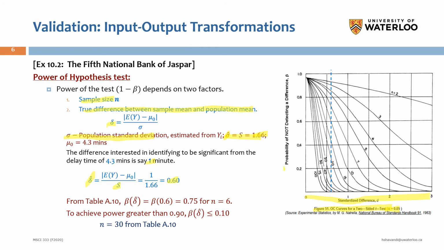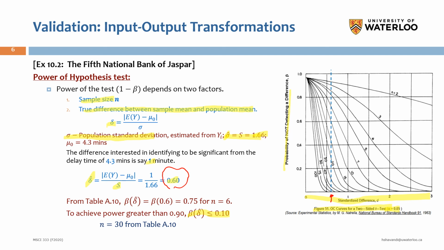And in the vertical axis, we have the probability of not detecting a difference, or beta, I mean the type 2 error. So here, since we want to have 90% as the power of test, 1 minus beta as 90%, then the beta should be less than or equal to 10%, 0.10. So as you see here, the delta hat, the estimation for the true difference, is 0.6, which falls here, right?